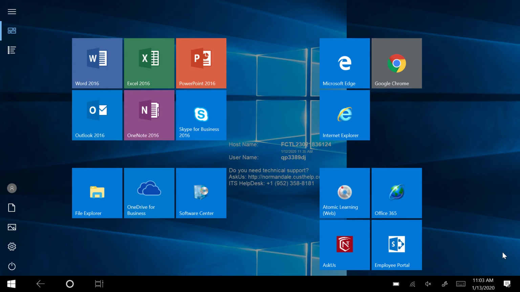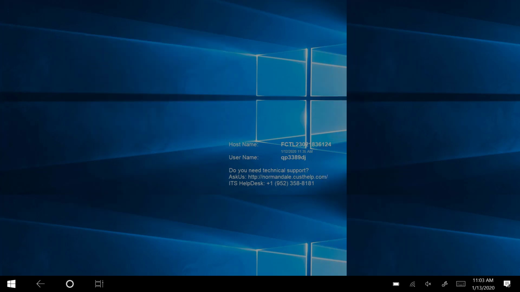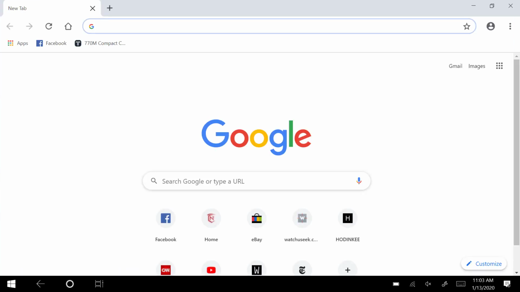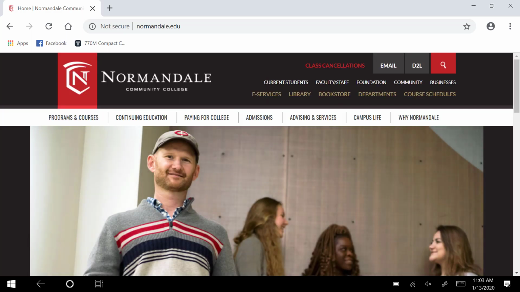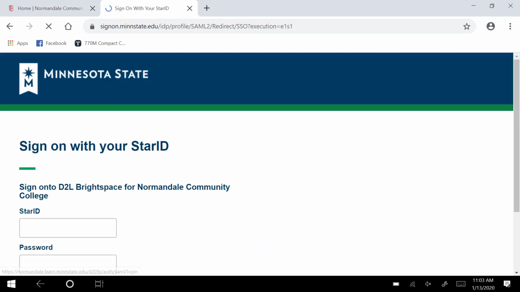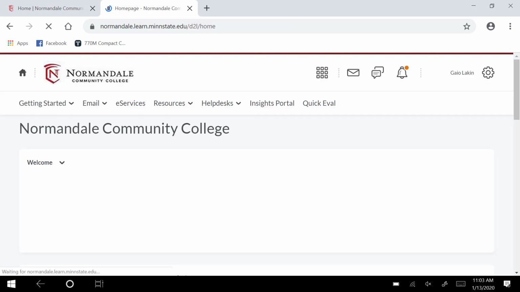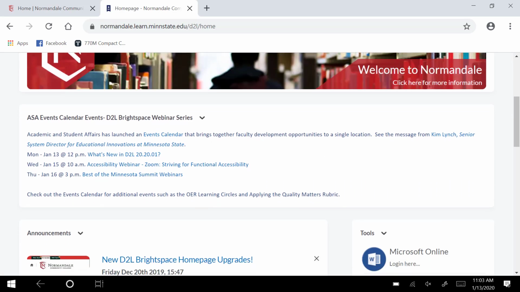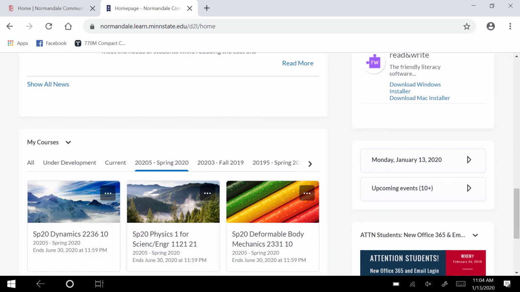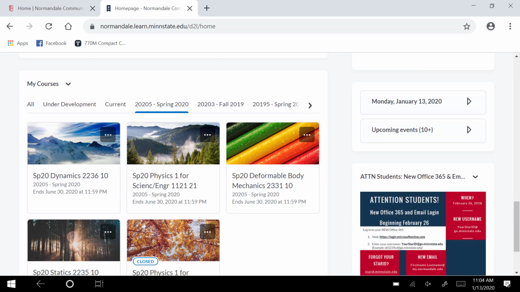To get to D2L, go to the main Normandale page. D2L is up in the top right. You need a Star ID and a password. Let me know if you have trouble logging in. I can point you to the right places to get that set up. Once you're in D2L, hopefully you have a list of all your classes towards the bottom.